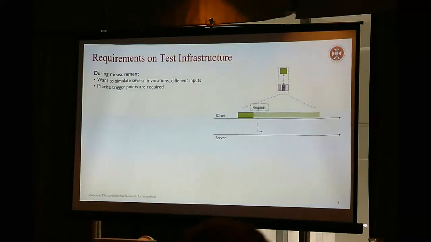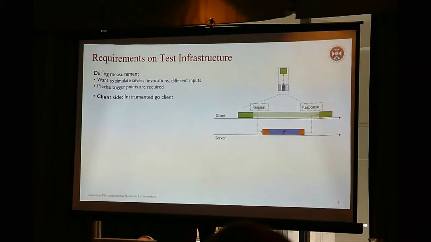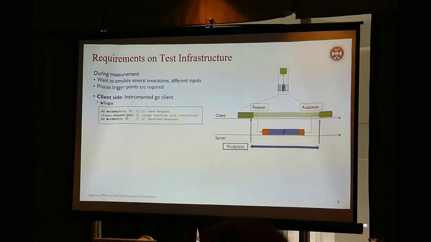And to find out where we can set these trigger points, I will just show the normal communication. So it's just very normal. The client sends a request, the function processes these requests, and sends a response. So now we can set trigger points at two points, and the one is on the client side. What we did for you was to use the M5 op magic instructions and instrument the Go client. We now send a work begin item just before we send the request, and we also execute a work end magic instruction once we receive the response.